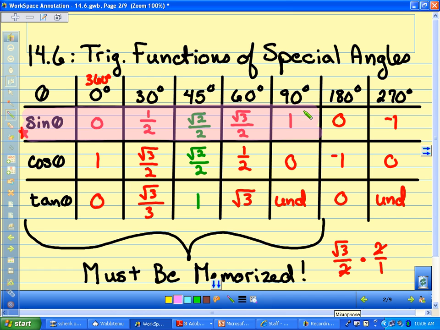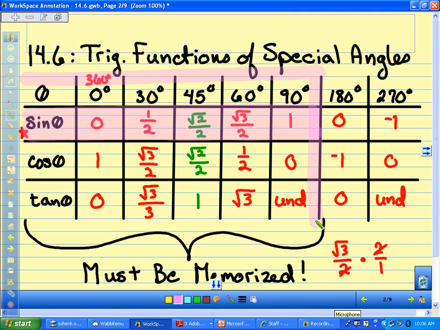Okay, now, I said that's got to be memorized. How I make you memorize these is you will have a quiz every day on this table. You will have a quiz on this table every day until everyone in both classes of Algebra 2 Trig gets a 100 on this. Does that tell you something about this table? It's important.